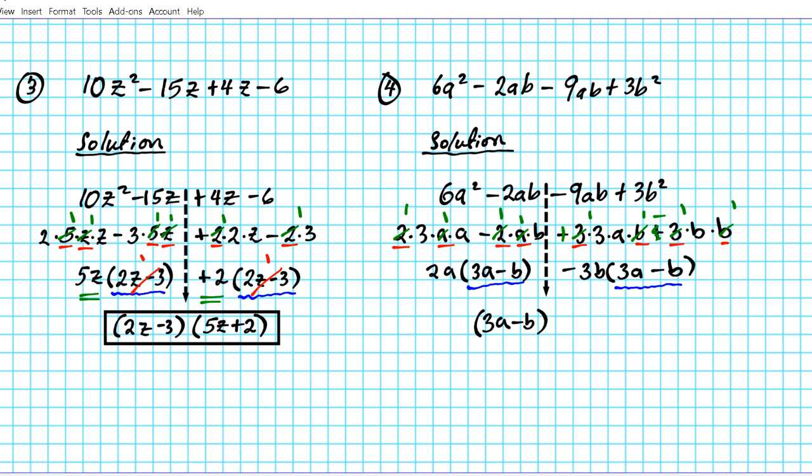Oh wait, okay, so when we factor it out, we gotta divide it out because it's gone. And what's left is 2a minus 3b. And we group that together in its own nice little parentheses. There goes the answer to question number 4.